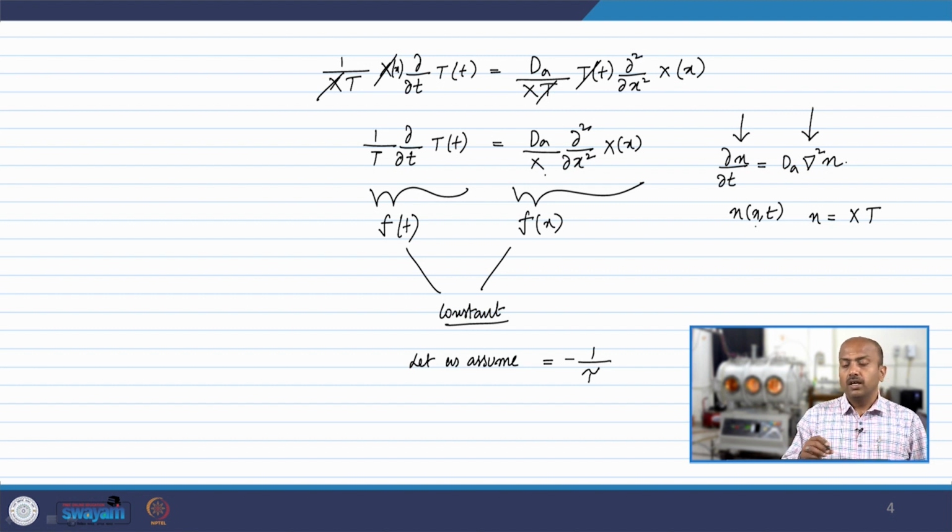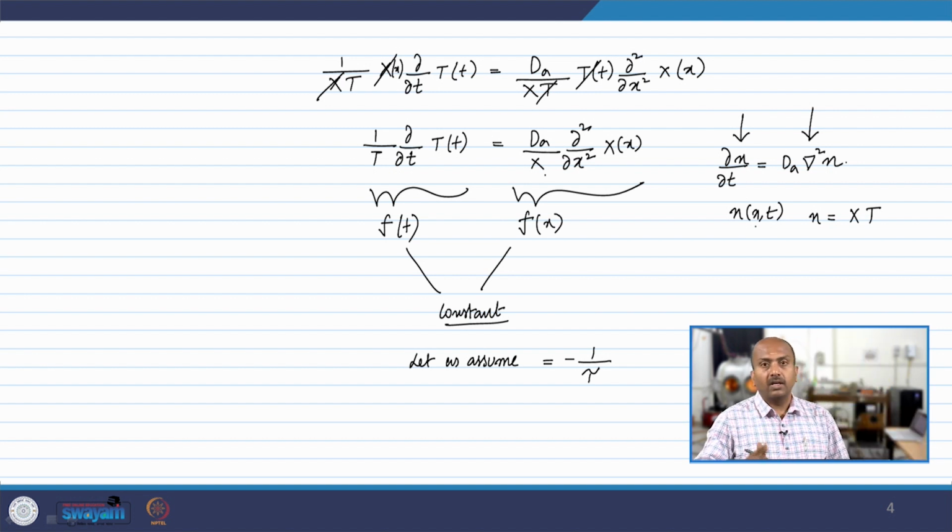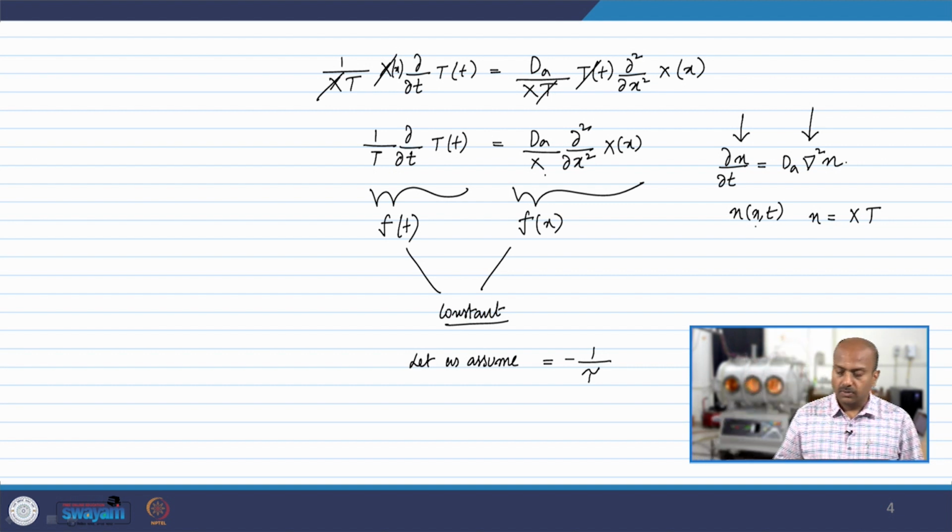So, it means that you have to construct a solution for capital T of t, for which if you take a time derivative you will get a constant, and you have to construct a solution for capital X of x, which is purely a function of x, for which if you take a double derivative with respect to x, it will give you the same constant that you have seen on the left hand side. So, mathematically the process is of course simple, but what actually you are doing is what I have just explained.